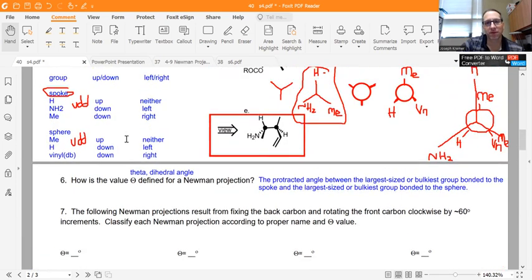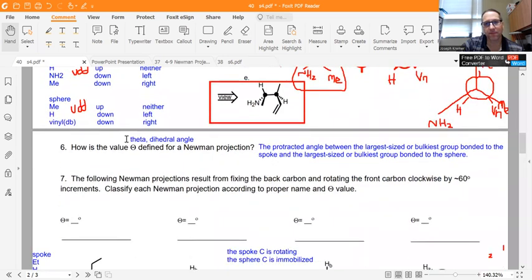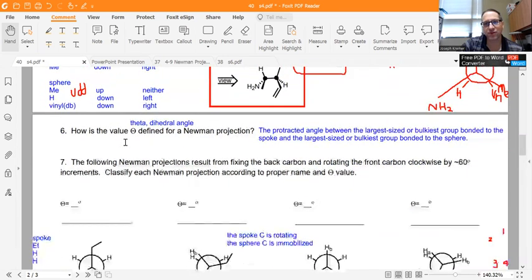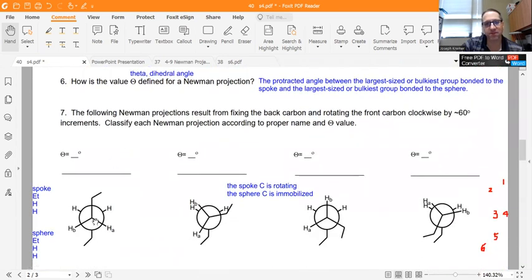So we're picking up right where we left off with making Newman projections from scratch. Now, as you see here below, we have 4 Newman projections and we're supposed to interpret them. In each of these Newman projections, we're given a theta. We're asked to input the degree, and the degree amount will correlate to a certain name, gauche, fully eclipsed, of this Newman projection.